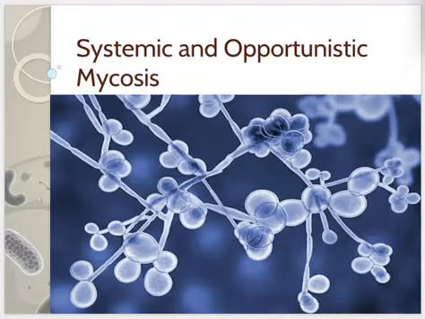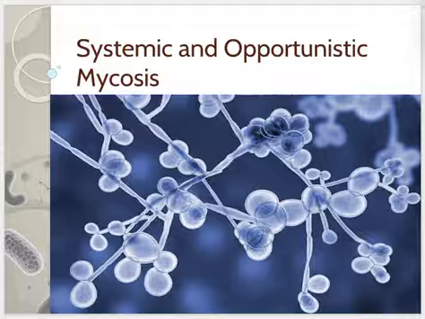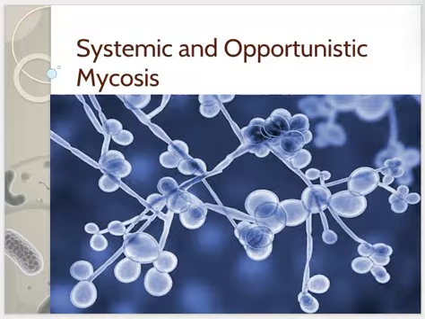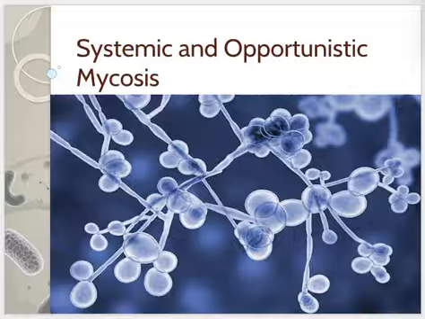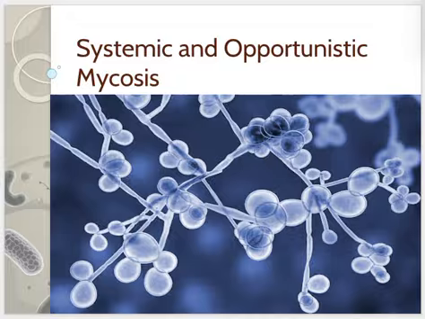Let's start by understanding systemic and opportunistic mycoses. These are fungal infections that either affect the whole body or take advantage of weakened immune systems. The key thing to remember is that systemic mycoses often involve deep tissue or organs, while opportunistic mycoses happen mainly in people with compromised defenses. This sets the stage for exploring how these fungi interact with the human body and cause disease.